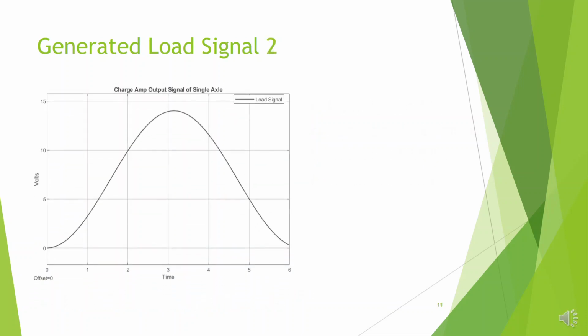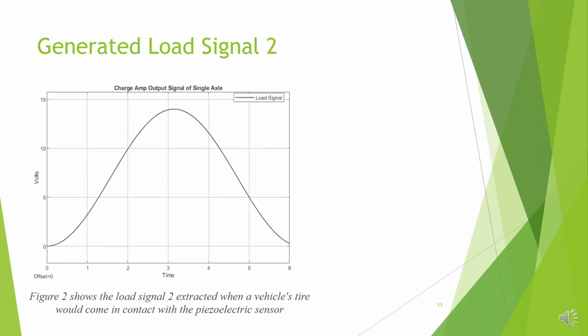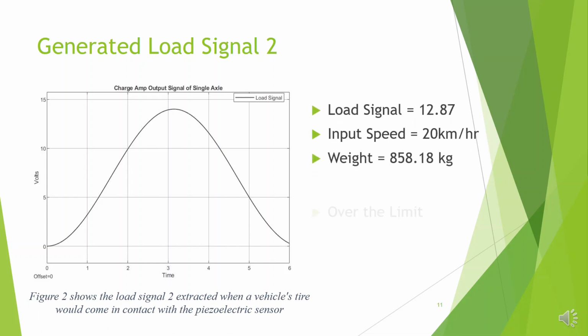In a similar way, the second signal was generated and the load was found as 12.87 with the same speed of 20 km per hour. The weight computed was found as 858.81 kilograms. This time around, it was seen the vehicle is over the weight limit. Hence, the next step of our system would take place. This will be continued from my project partner Tawake.